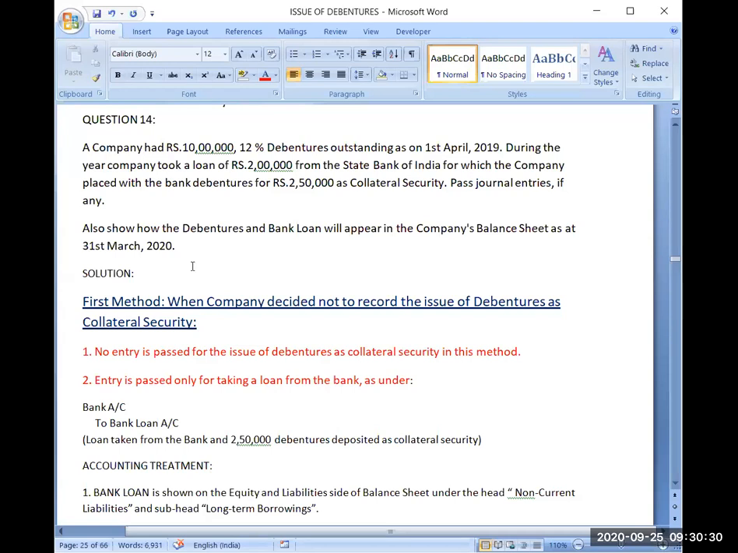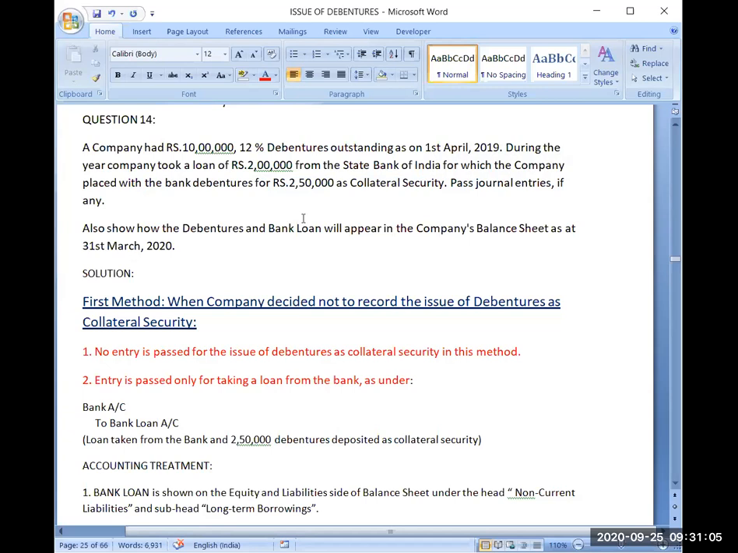Now, there are two methods of recording this issue of debenture. We are concerned with this one part, that we have issued 2,50,000 debentures as collateral security. We have to learn how to present this information in our accounts and in our financial statements. And that's why it is said past journal entries, if any. If you have any journal entries for these transactions, then please show them.